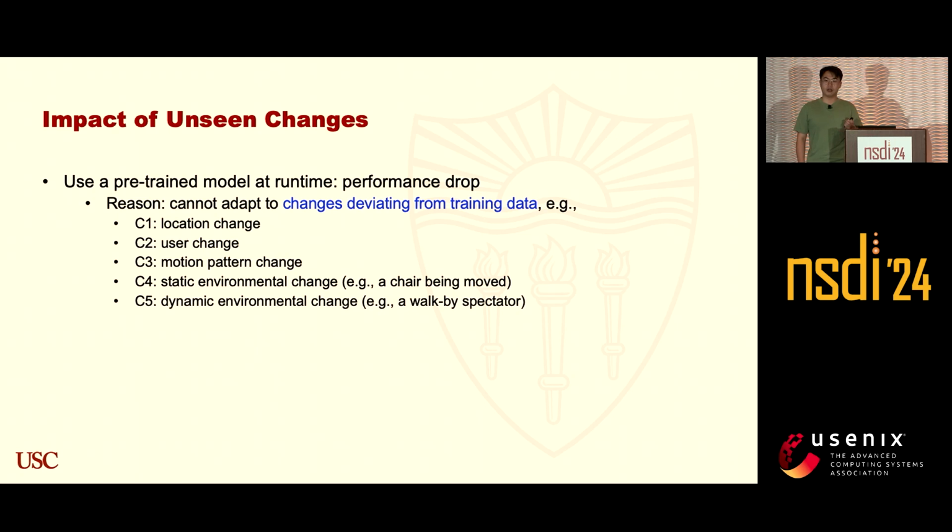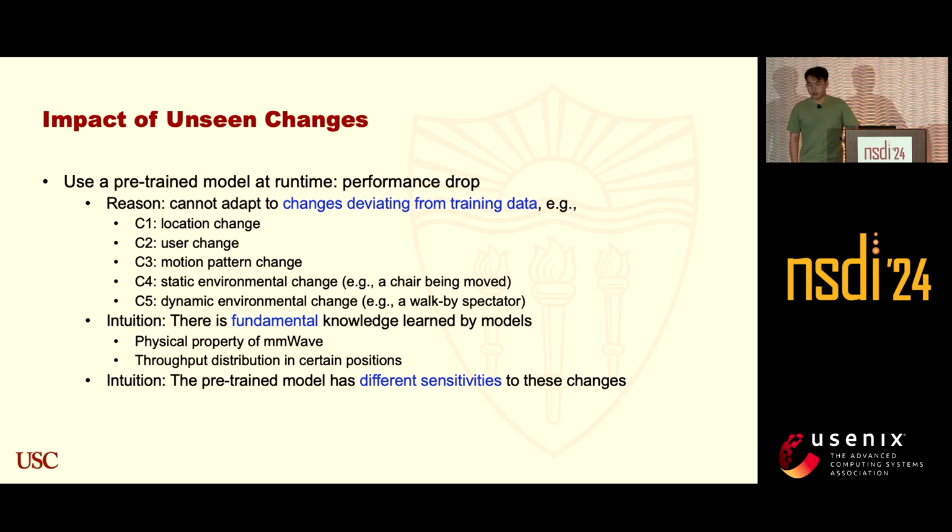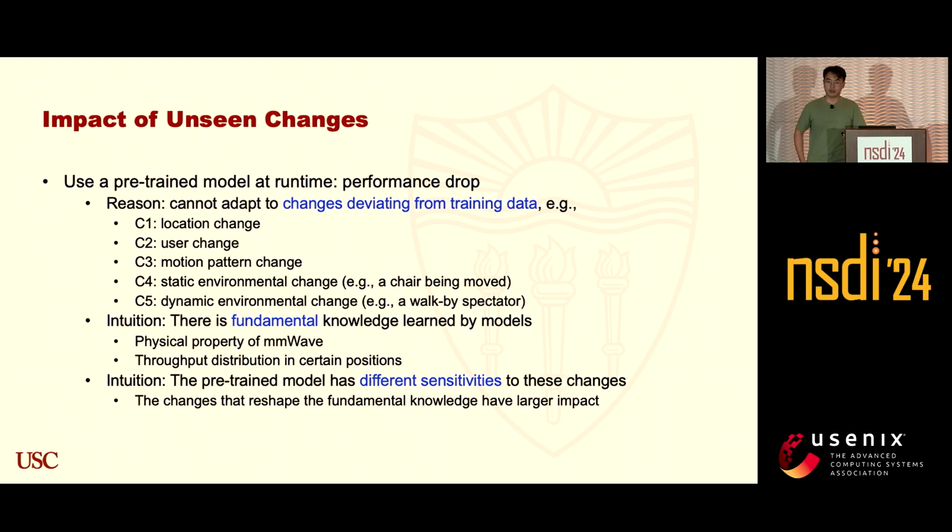So to handle these unseen changes, our intuition is that there is actually some fundamental knowledge learned by the machine learning models. For example, the physical property of millimeter wave and the throughput distribution in certain positions at a fixed location. And therefore, the prediction model will have different sensitivities to these changes. For example, the changes that reshape the fundamental knowledge learned by a pre-trained model will have larger impact. For example, in our settings, when the location changes, the throughput distribution of the millimeter wave radio over the space will be largely reshaped. So we envision that will have the largest impact in our settings.